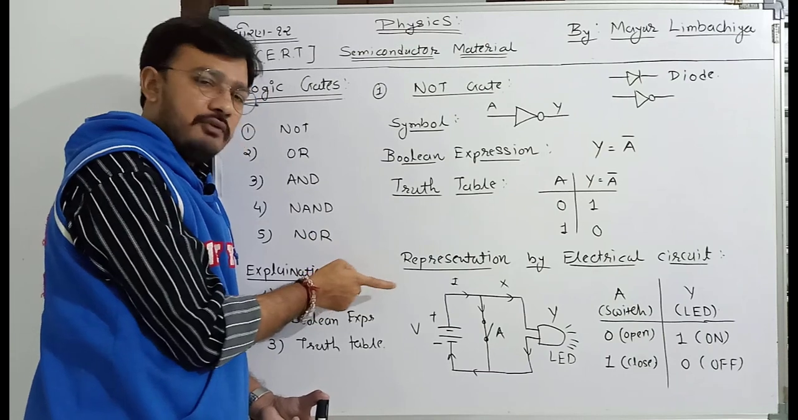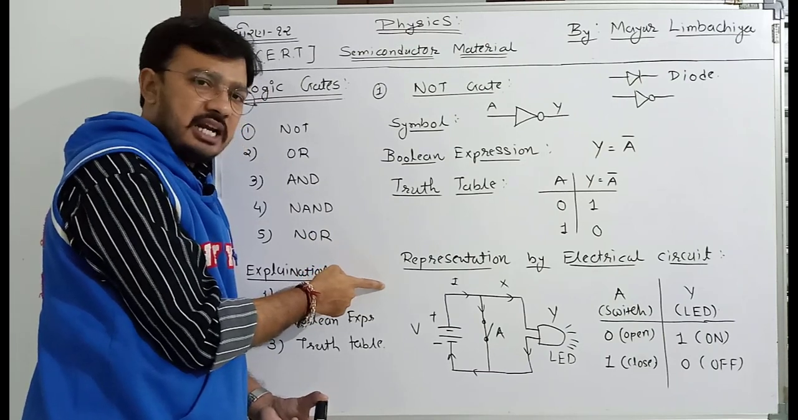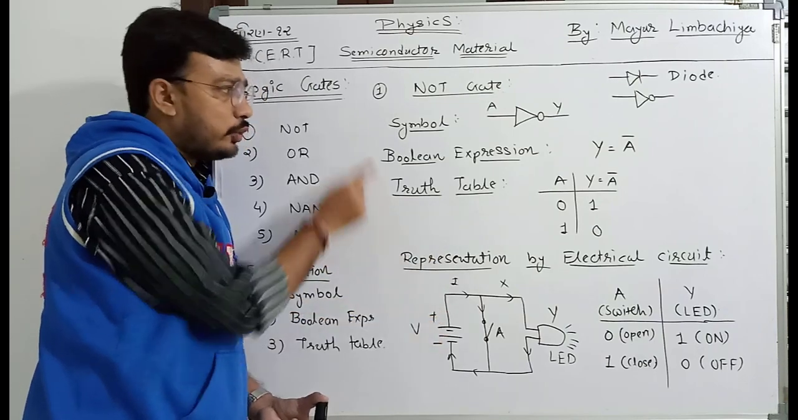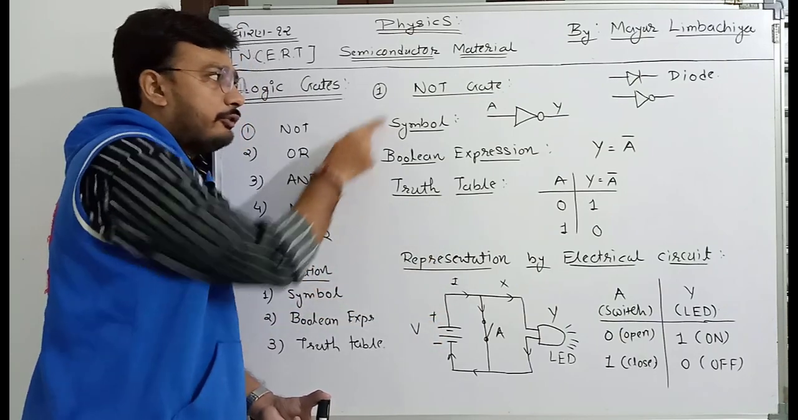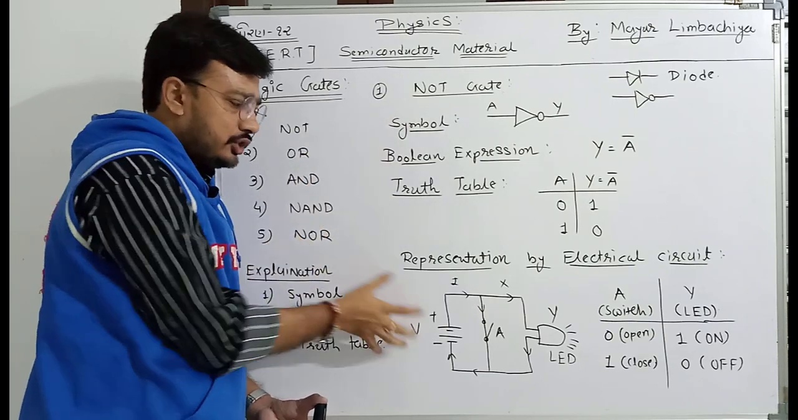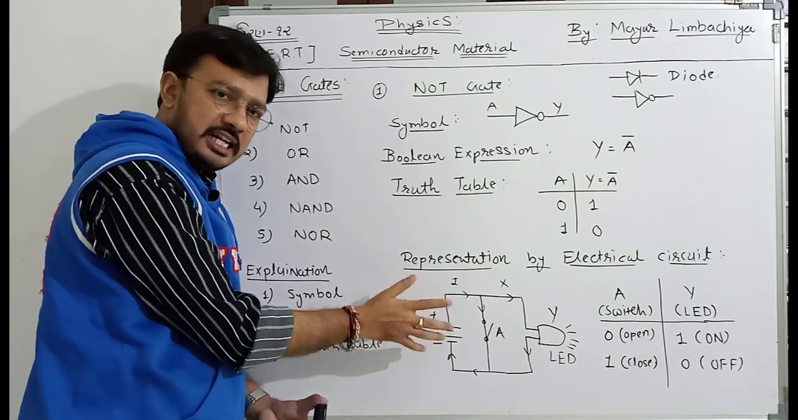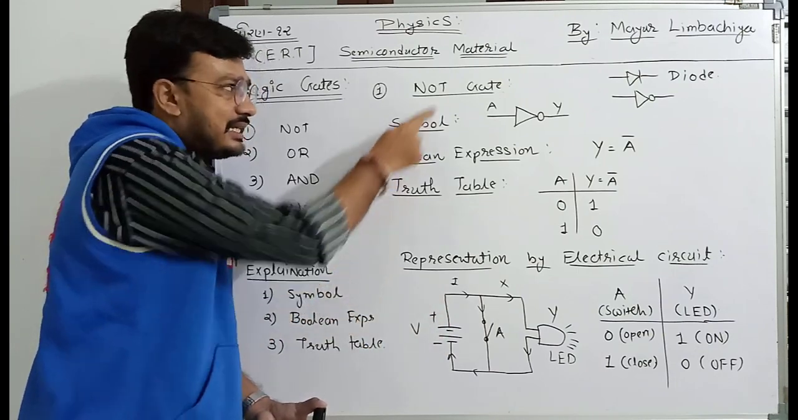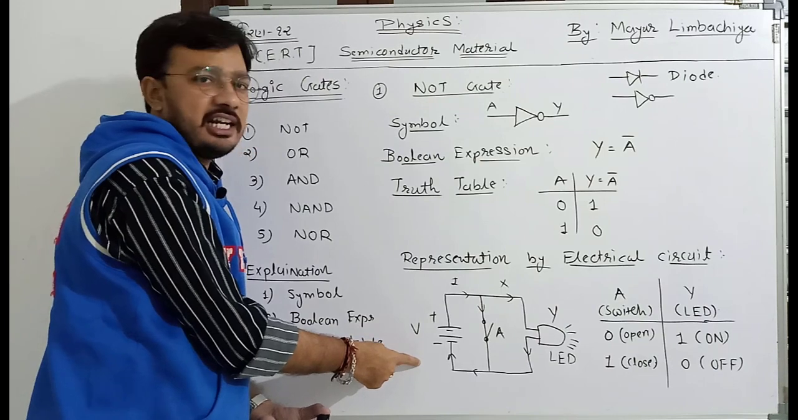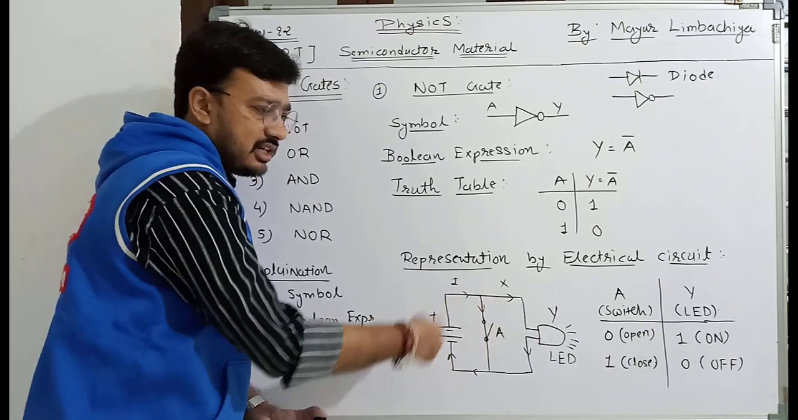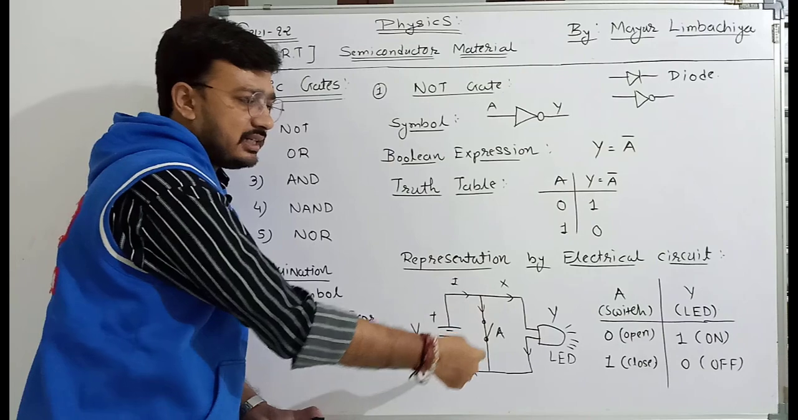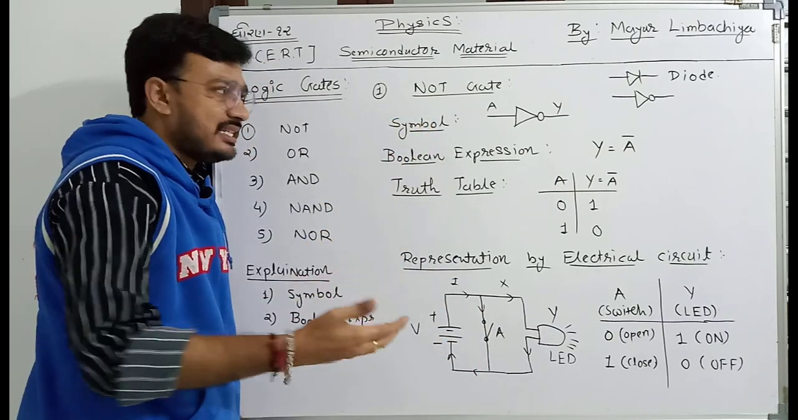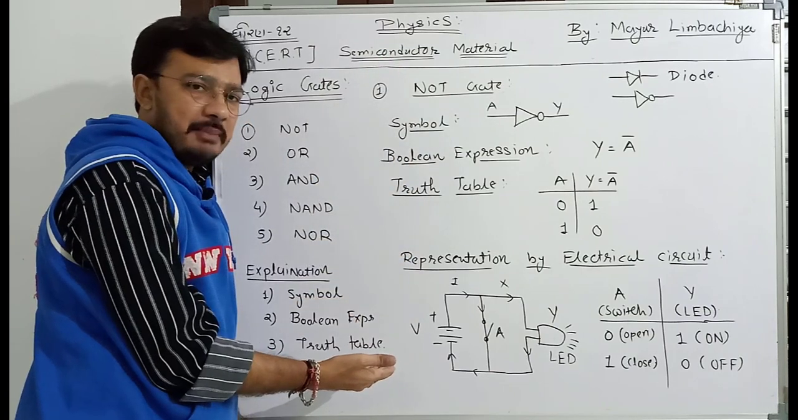And the fourth is only for the purpose of understanding. You do not have to write it in your examination. You only have to write down these 3 parameters for each and every gate. So this is only for the sake of understanding. Here I represent this gate by means of an electrical circuit, and using this electrical circuit we can explain the working of the NOT gate. We will see each and every parameter in detail.